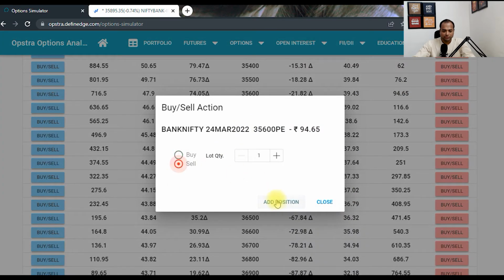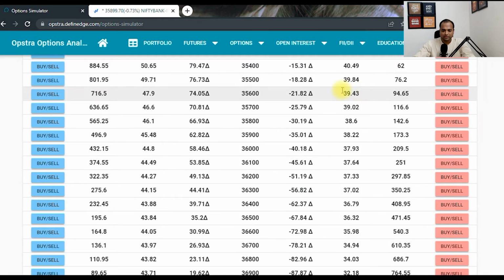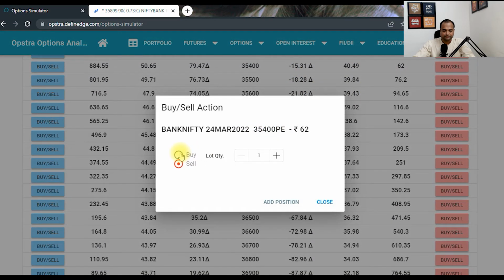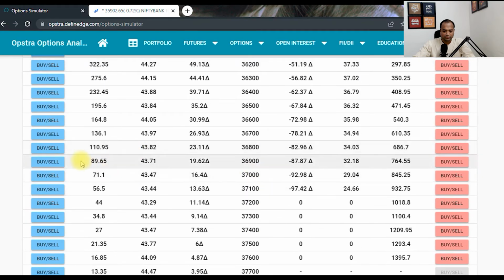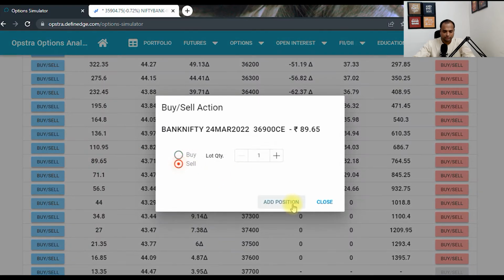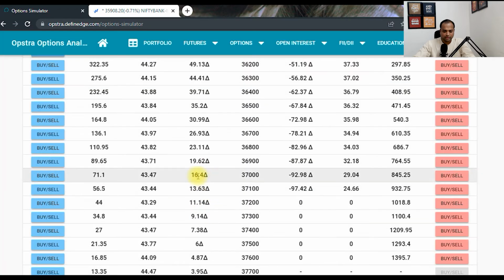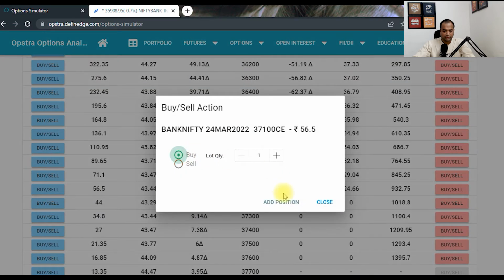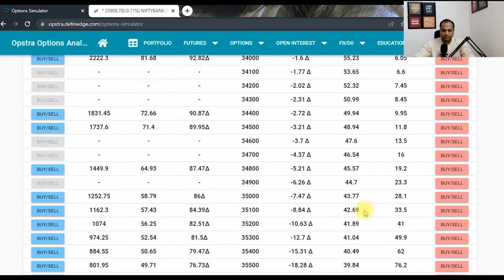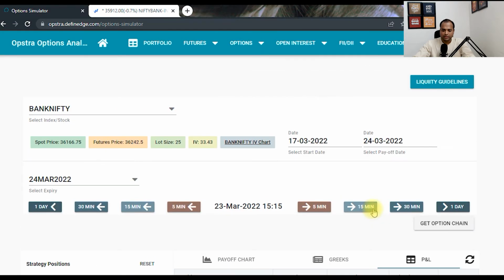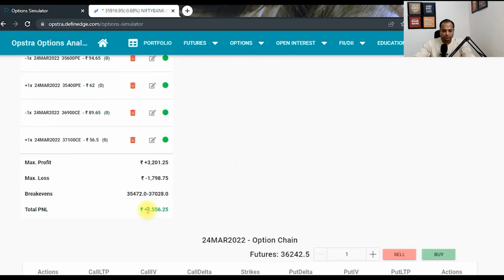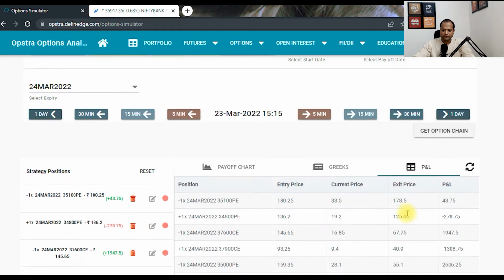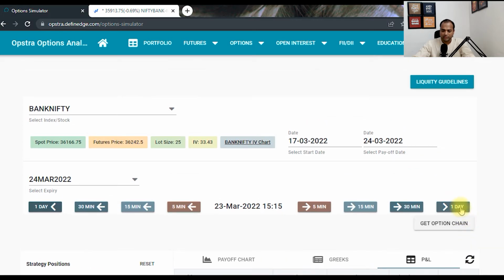Again, same thing. I'm going to sell, and this is buy. So this is sell, and this is buy. Right. So we have done this adjustment one day before the expiry, and so far our profit is 1556.25. We are not losing the trades, and let us go forward one day.